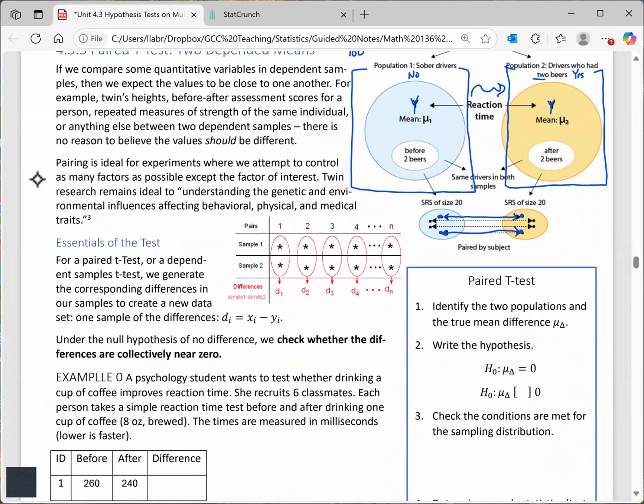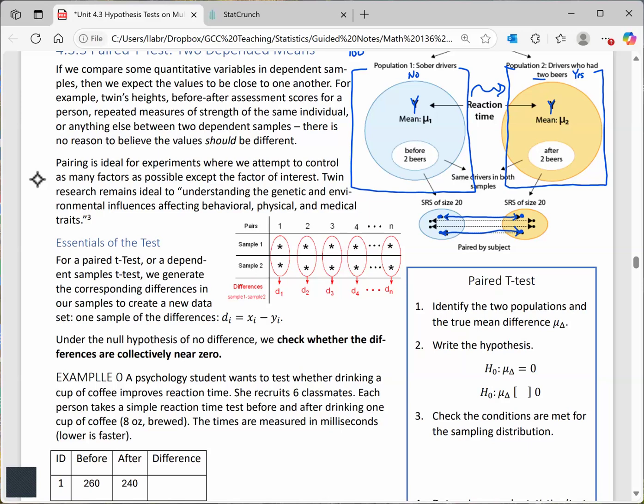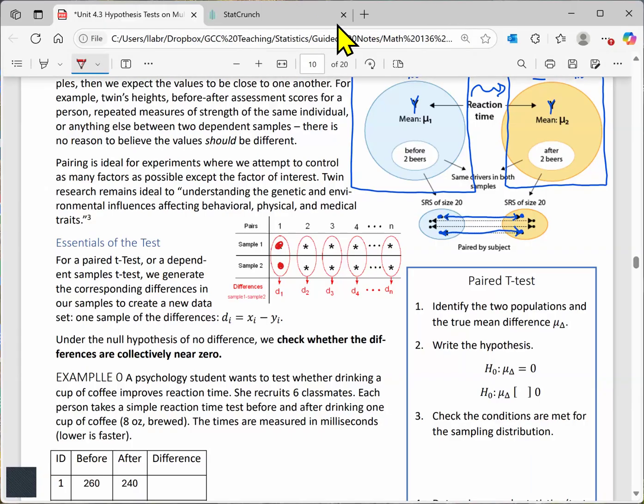Now, this is actually pretty easy because what ends up happening is you say we do have two separate values. Like, for example, here would be the reaction time for person one. Here would be the reaction time after they have a couple beers. And then you do that for every single person. You're not really interested in the reaction time per se. What you're interested in is the differences, right?